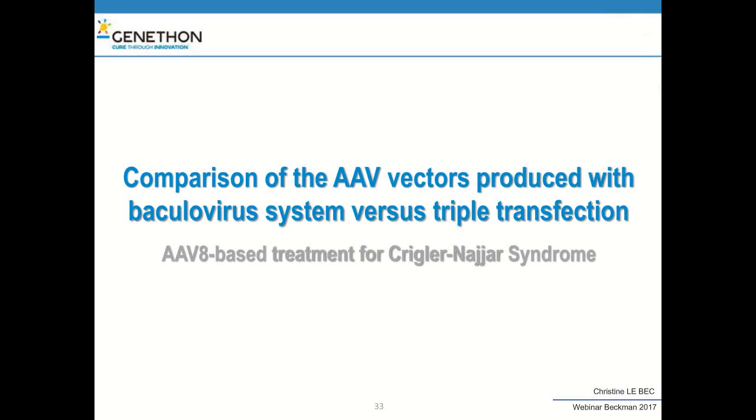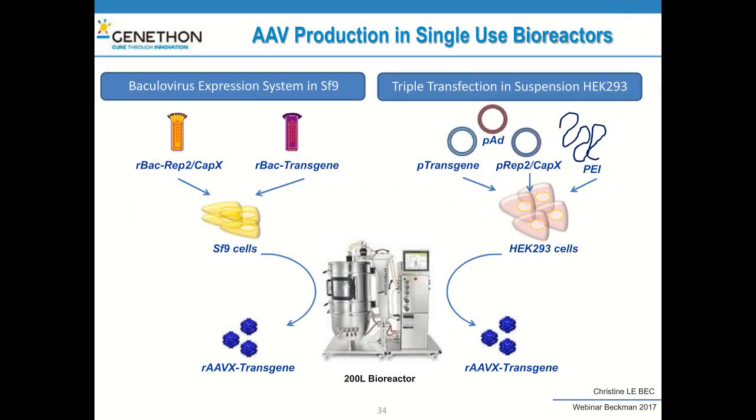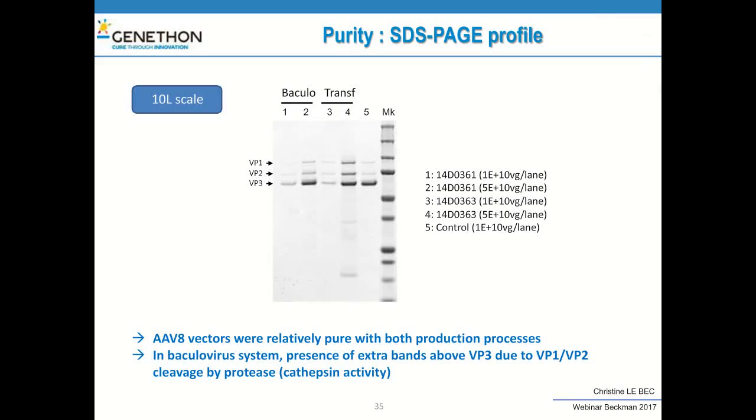We also used the AUC technology to compare AAV vector produced either by a Baculovirus system or by triple transfection. As I showed you, we have 2 different processes in bioreactor. Before choosing between the Baculovirus system and the transfection system for production at 200 liters, we used these 2 different processes at a very small scale, at 2 liters and 10 liters, and we looked at the quality of the product and the yield of the process.